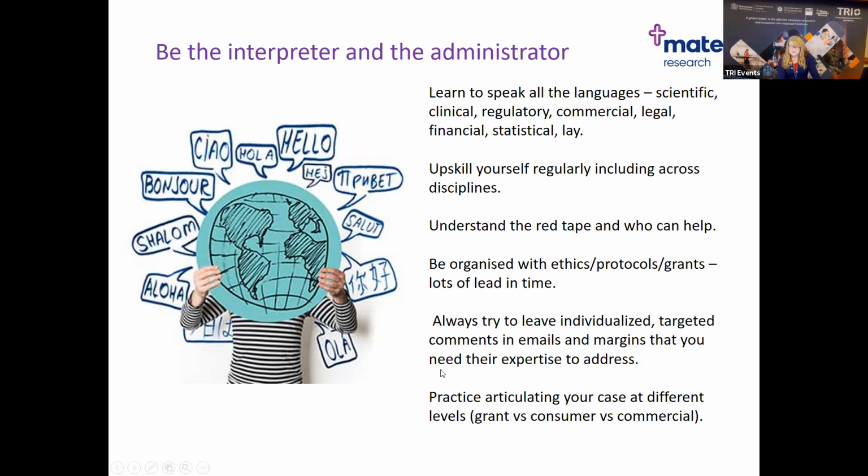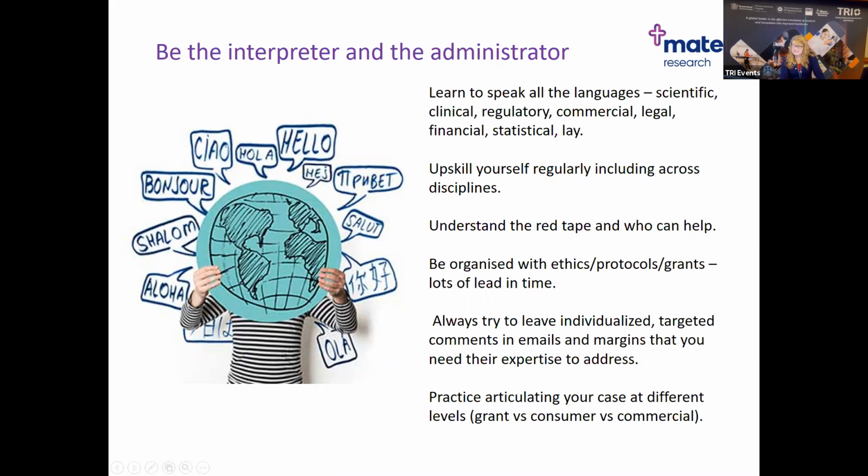Always try and leave individualized and targeted comments in the emails and margins that you want the clinicians to address. So when you send them documents, don't just send them the document. Send them a small email that says, hey, if you only have time to look at these things, these are the 3 things I really need your help with, and make sure that the document has those highlighted. Hey, I don't understand what this means. Is this the right clinical description of this condition? What research space should I be referring to here? Is this the right paper which best describes this clinical problem?